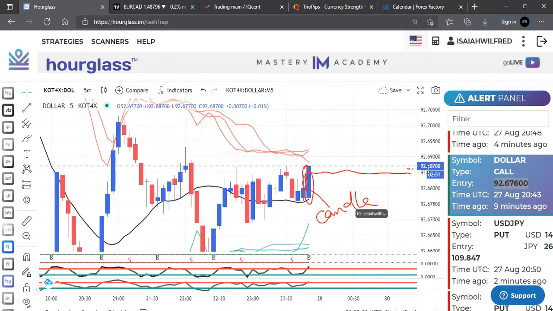So this blue candle, this last one, is the one I'm looking at. I'm always looking out for the last candle. That is where the market is at. That's the present candle, right? So once you open up your Cashtrap, your focus is where? The last candle. That's the market.